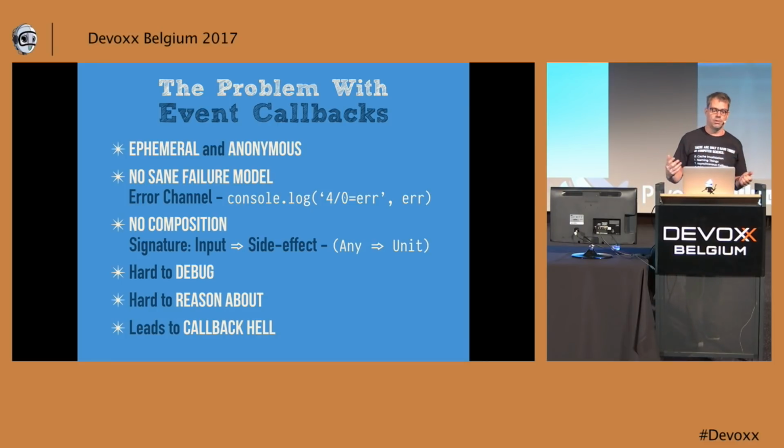I'd say one of the problems with event callbacks is that they are ephemeral and they are anonymous. Okay. And that means that it's really hard to build a sane failure model around just callbacks.